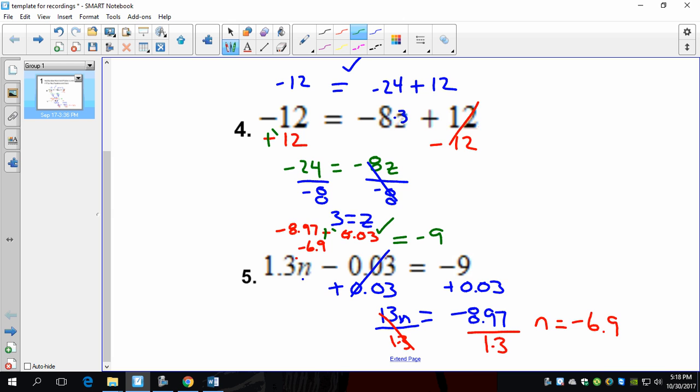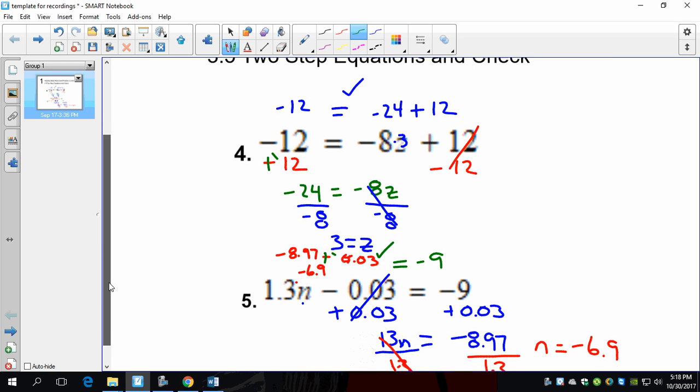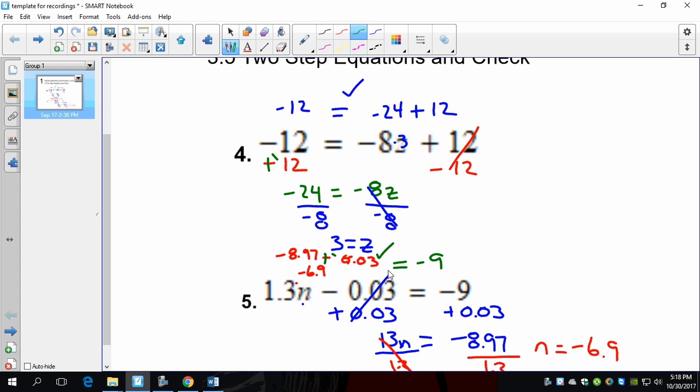This is two-step equations, and this is from 3.5 in your Record and Practice Journal. Please remember to check. Please remember to do your addition or subtraction first, then you can multiply or divide second.